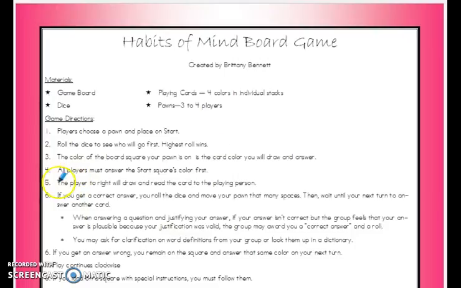The player to the right is the one who will draw and read the card to the person playing, because the answers are located on the card for most of the situations. If you get the answer correct, you roll the die and you move ahead. If you don't, then you have to wait and play that same colored card again. If you land on a square with special instructions, you have to follow them, like move ahead, go again, go back, things like that.